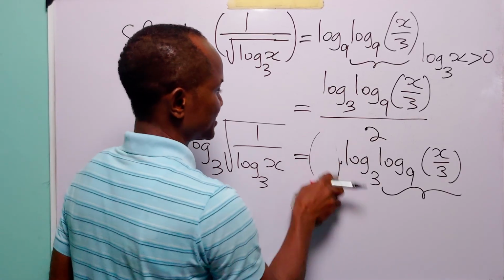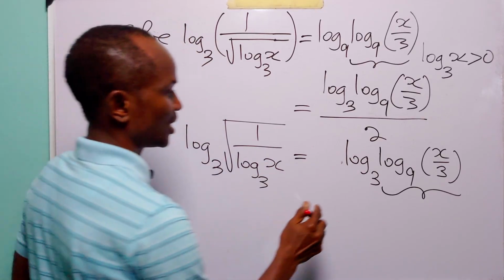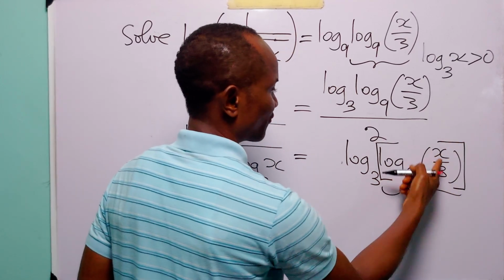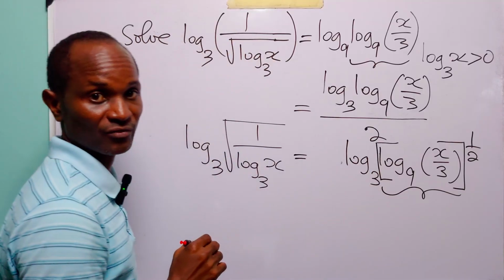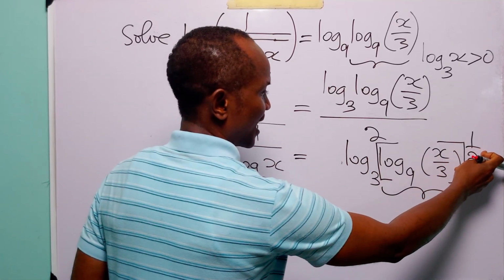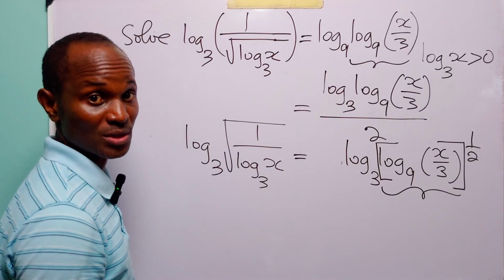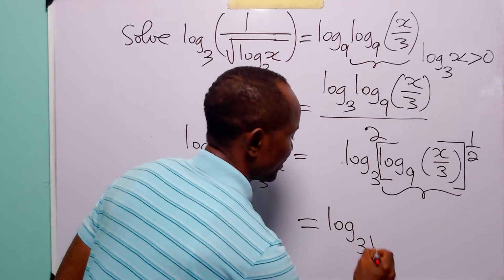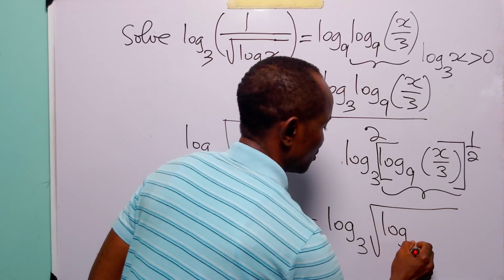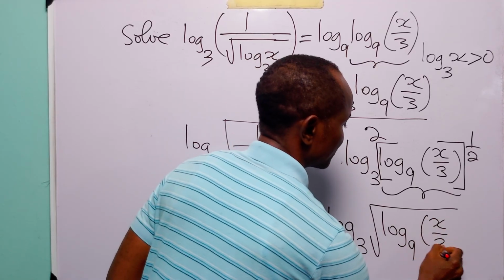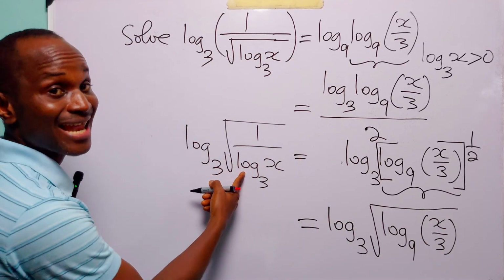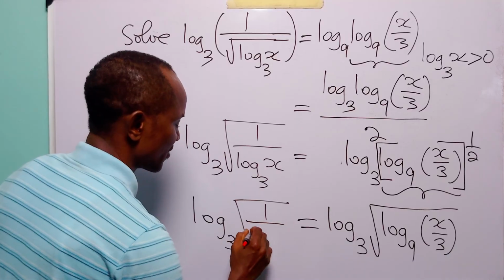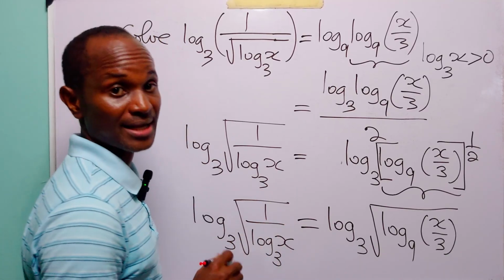When we do that, this is now going to be log to base 3 of log to base 9 of x over 3 to power half. And of course, you know that anything raised to power half is the same as the square root of that quantity. So this right-hand side is the same as log to base 3 of the square root of log to base 9 of x over 3. And notice that on the left-hand side, we have log to base 3 of the square root of 1 over log to base 3 of x.